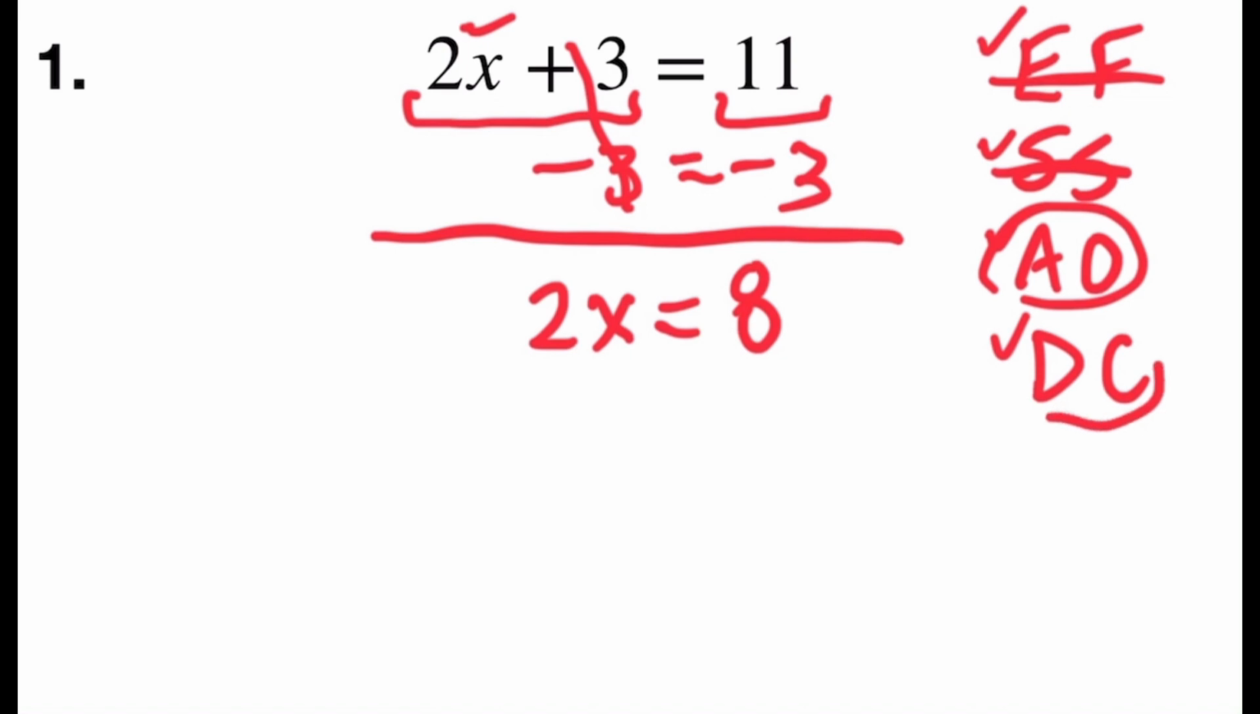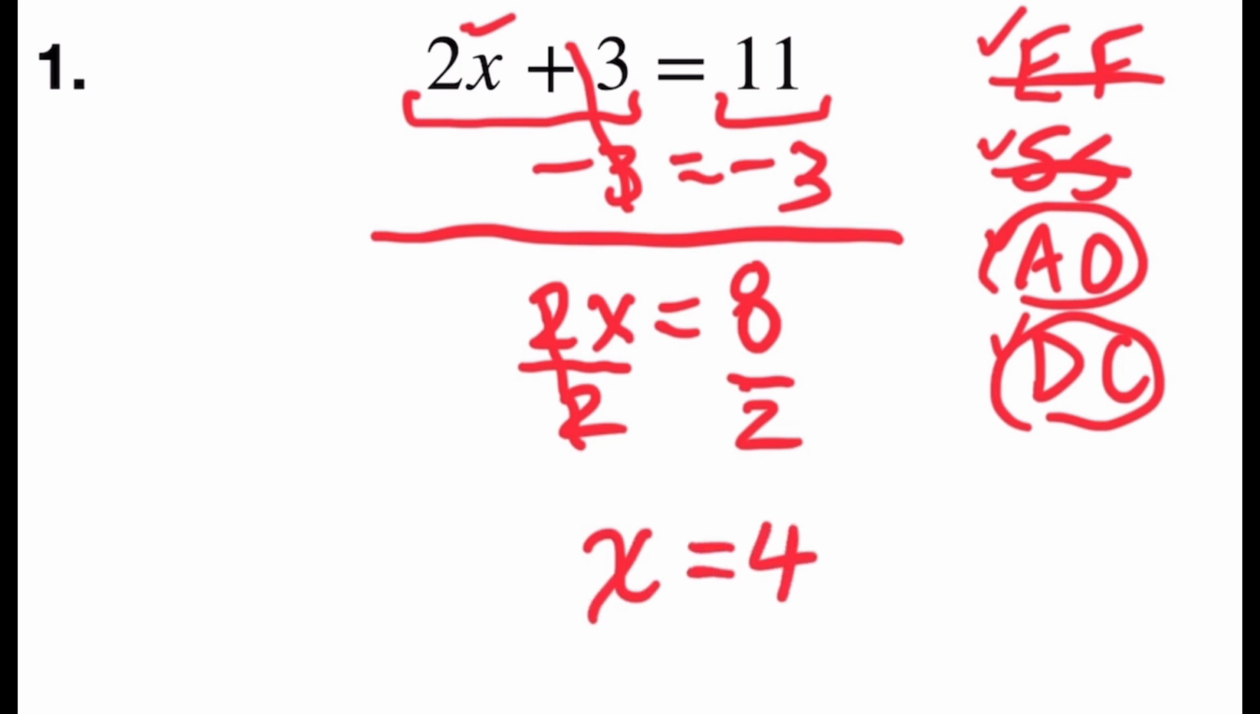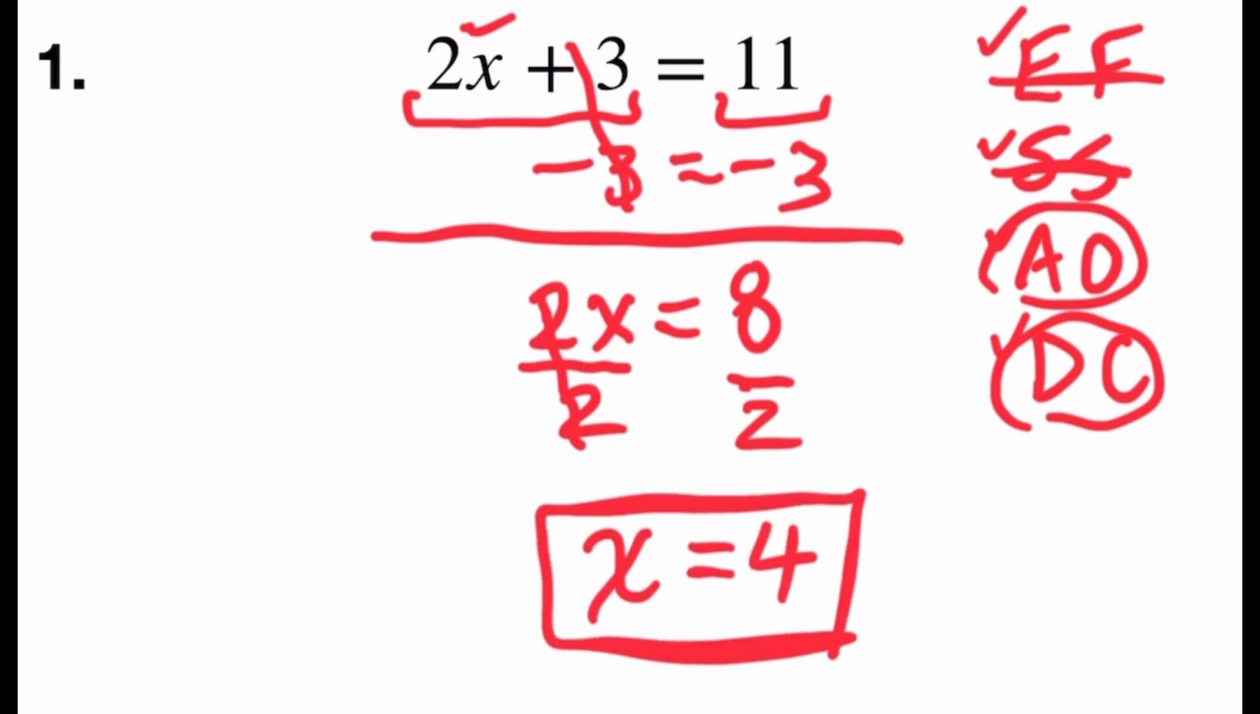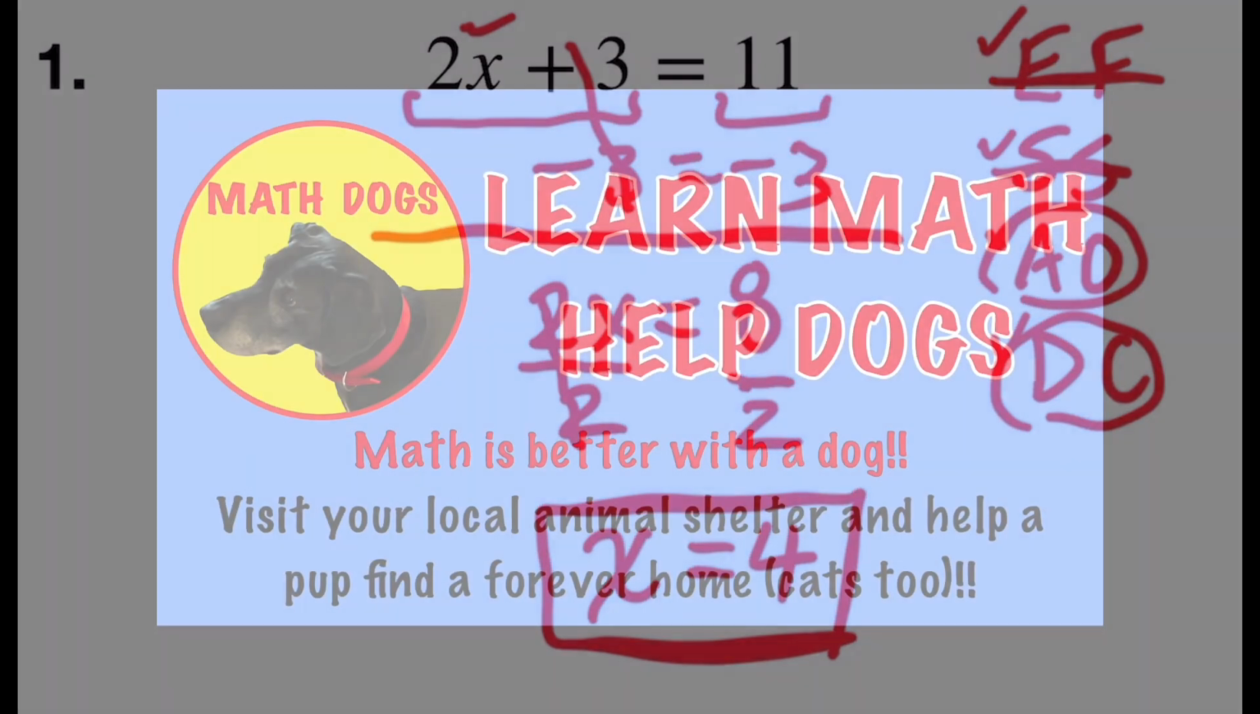Last step, I'm going to divide both sides by the coefficient in order to make it 1. Since it's a coefficient of 2, I will divide both sides by 2. 2 divided by 2 is 1, or as some people say, it cancels out, leaving me with 1x, and 8 divided by 2 is 4. So x equals 4.